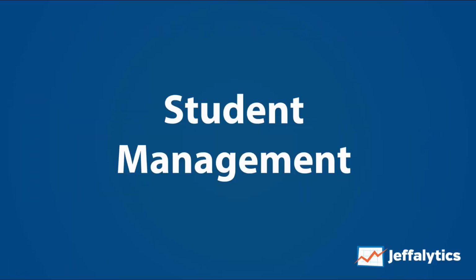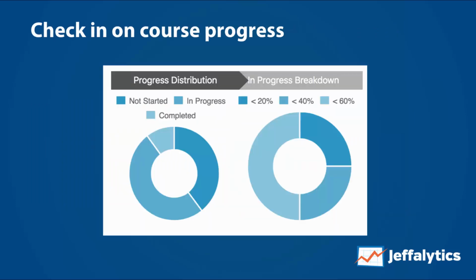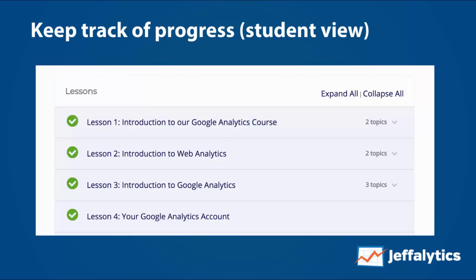In addition to getting the course up and running, we also have student management capabilities. You can see how many people are enrolled in a certain course. You can see their progress, how far they are along, whether they're having troubles completing, how many people are completing, how many have not even started the course yet, who completed lessons very recently. And then as a student, you can see exactly how you're progressing through the course and keep track of all the lessons you've watched. You just check a box to say that you're done with something, you mark it as complete, and then you can move on to the next step.